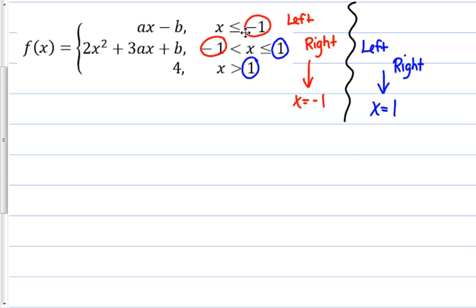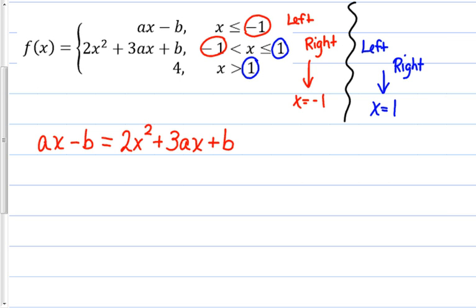So I'm going to start with the first two. The idea is that I can figure out what A and B are as long as those two pieces are congruent or equal. Sorry, geometry talk. So ax minus b has to equal 2x squared plus 3 times ax plus b.